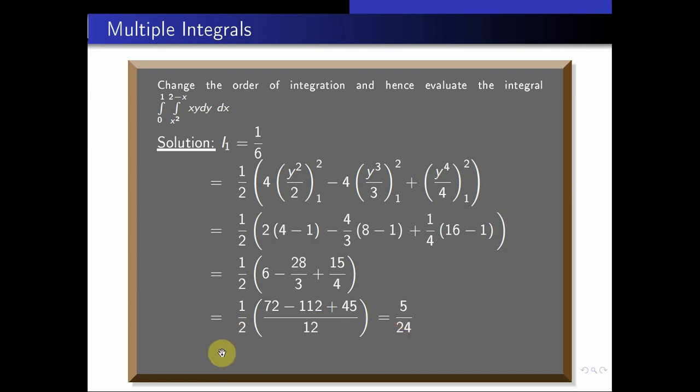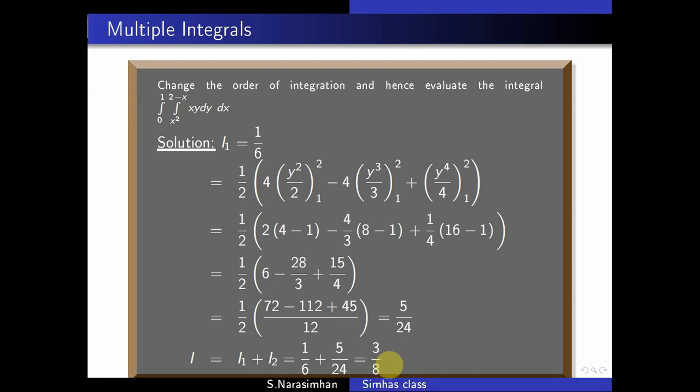Therefore the total integration I value is I1 plus I2 which is equal to 1 by 6 plus 5 by 24. Take LCM and simplify, we get 3 by 8. So this is the answer for this problem.